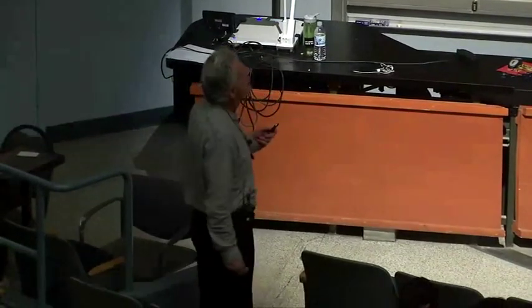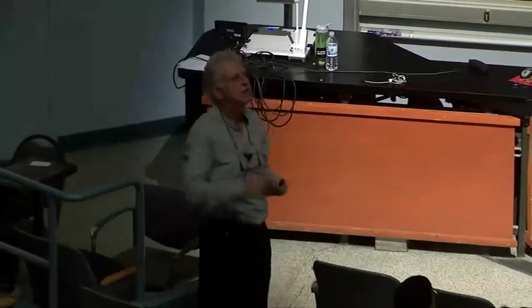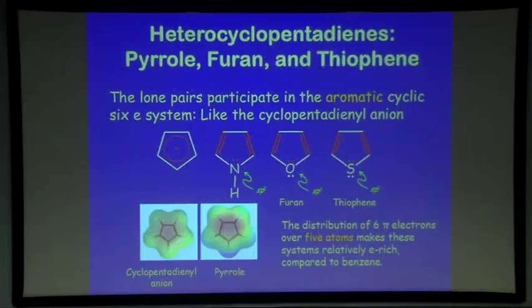So the most interesting ones in this series are not the saturated ones that we've covered pretty much, but the unsaturated systems, particularly the so-called heterocyclopentadienes, where you have cyclopentadiene and you've replaced the CH2 group in cyclopentadiene with a heteroatom. And the reason for that is that they are aromatic.